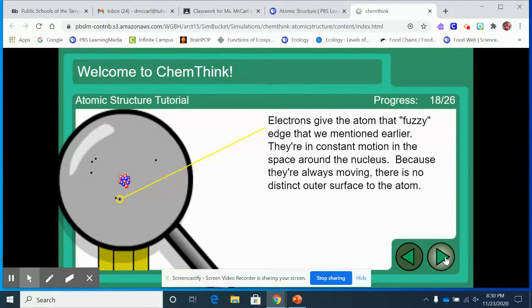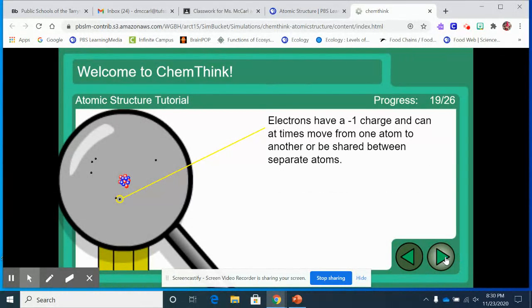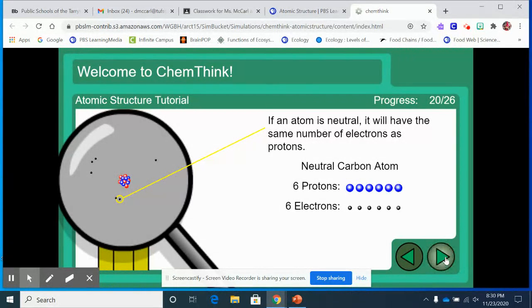Electrons give the atom that fuzzy edge that we mentioned earlier. They're in constant motion in the space around the nucleus. Because they're always moving, there is no distinct outer surface to the atom. Electrons have a -1 charge and can at times move from one atom to another or be shared between separate atoms. If an atom is neutral, it will have the same number of electrons as protons.